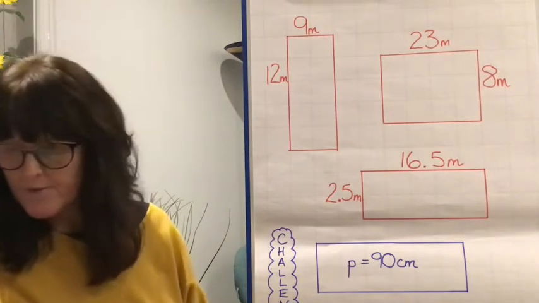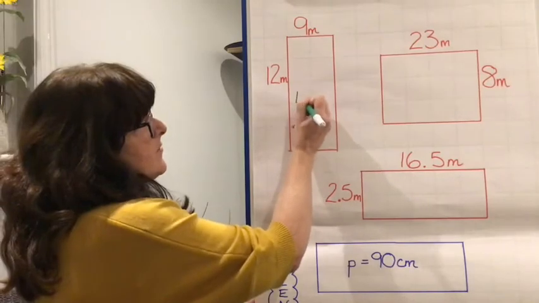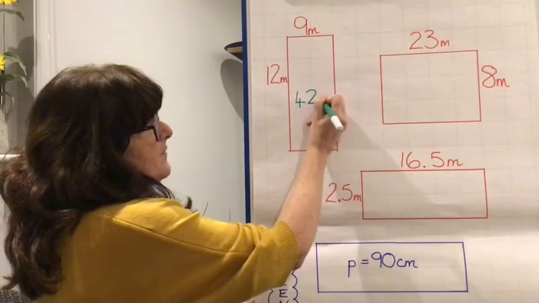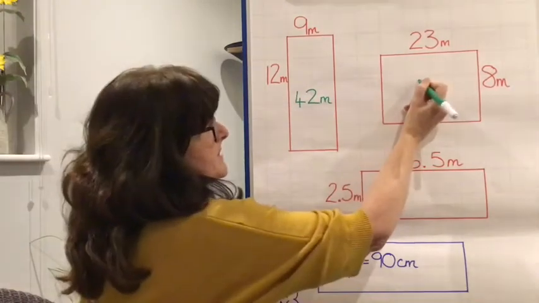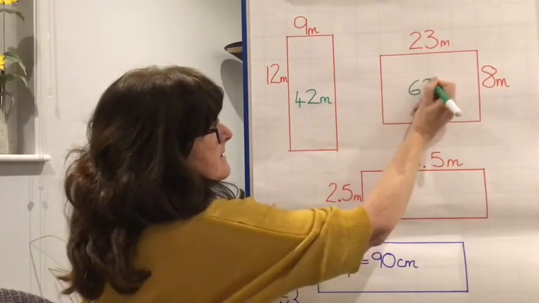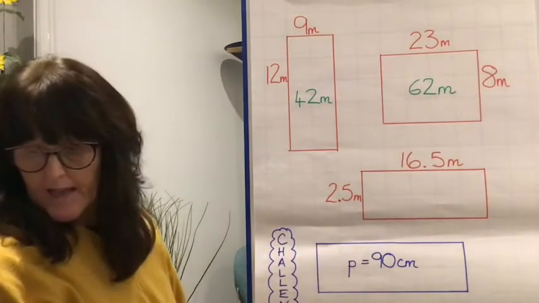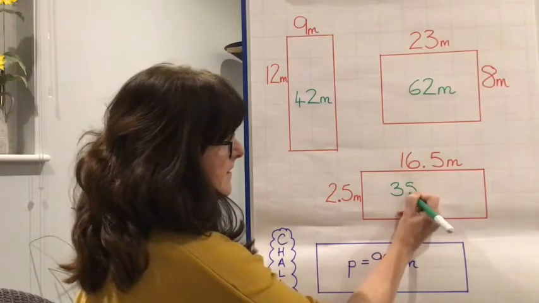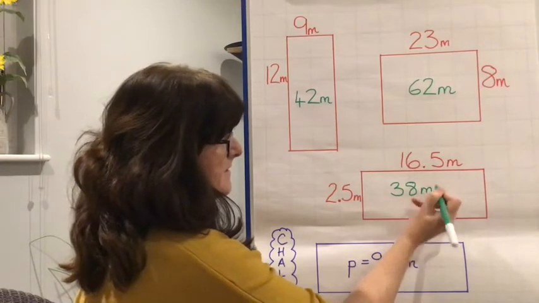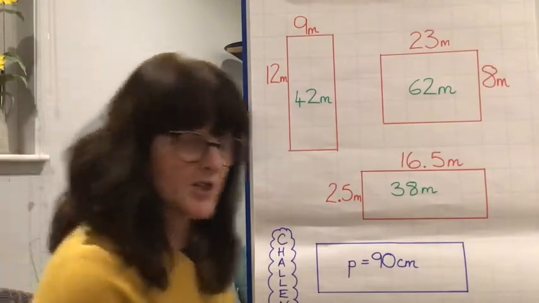So, how did you get on? Well, this rectangle has a perimeter of 42 metres. This perimeter here would be 62 metres. And the final rectangle has a perimeter of 38 metres. Wonder how you got on with the challenge.